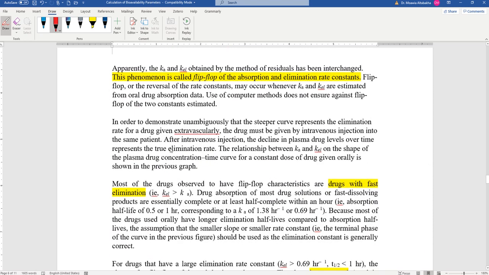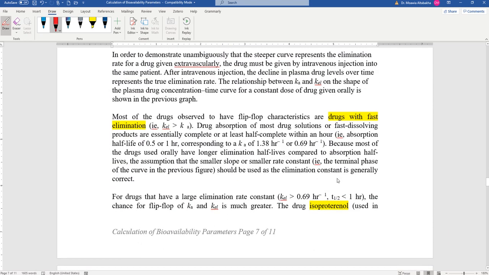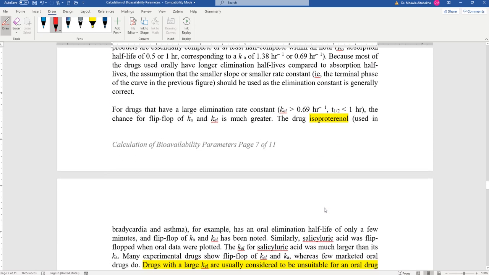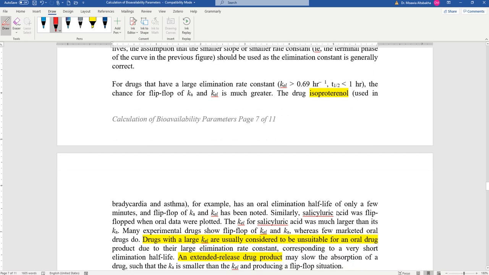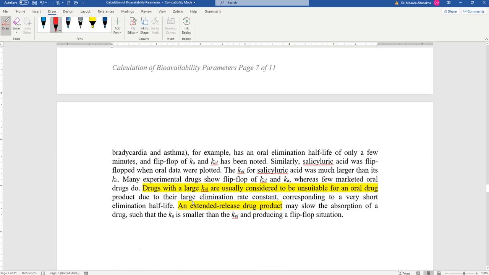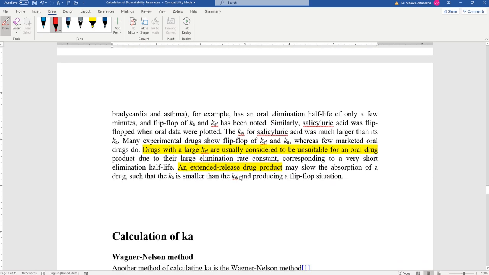For example, isoproterenol, which is used in bradycardia and asthma, has a half-life of only a few minutes. That's why I expect KL to be much higher than KA. Also, in extended release products, because I am reducing the rate of absorption, I may reduce it to the extent that KL becomes higher than KA and I will get a flip-flop situation.